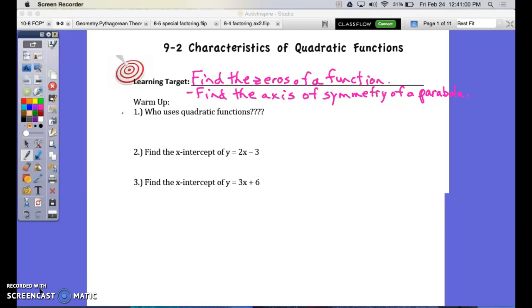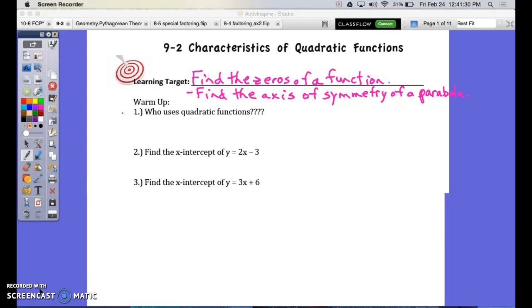For a quick warm-up, who uses quadratic functions? Well, quadratic functions can be used to find out where objects land. For example, if I was launching a water balloon out of a launcher and I knew its trajectory, speed, its starting point, and the angle it was fired at, I could find out where that water balloon was going to land. Any projectile objects can be figured out as to where they're going to land. You can find maximum heights as well.